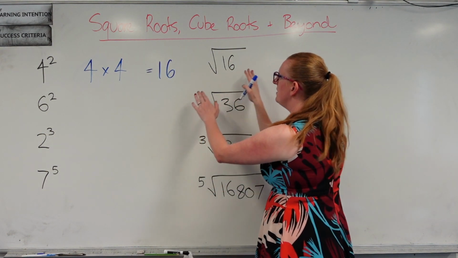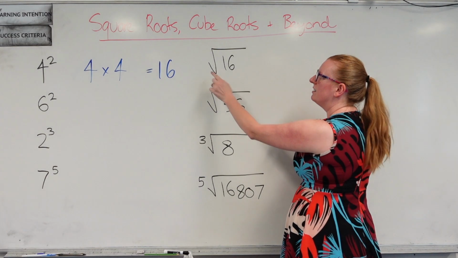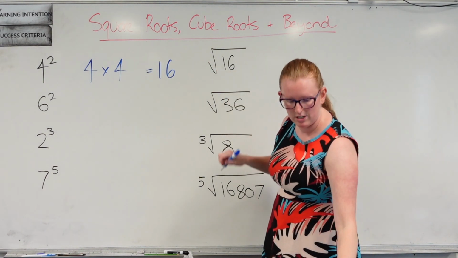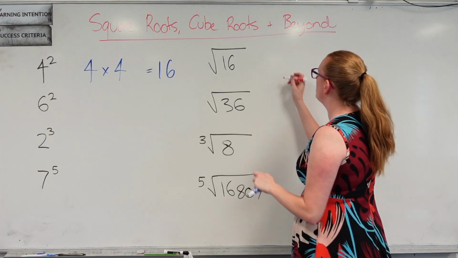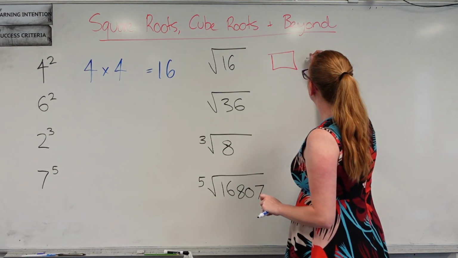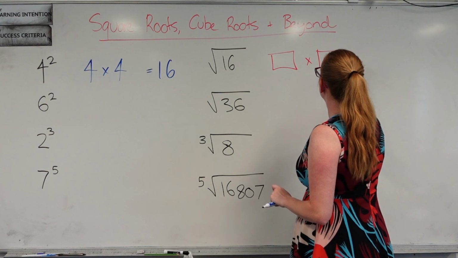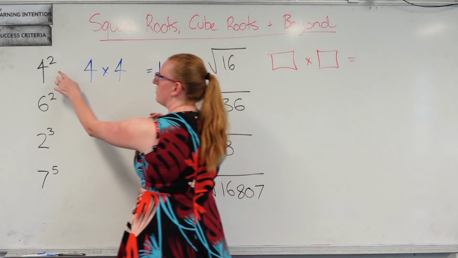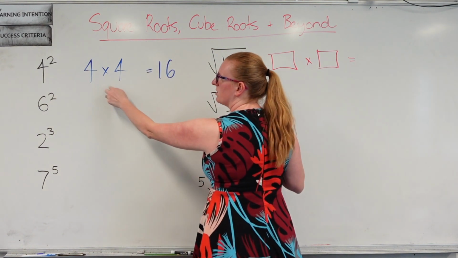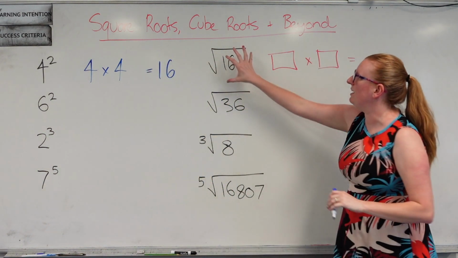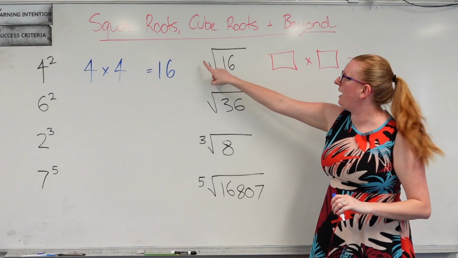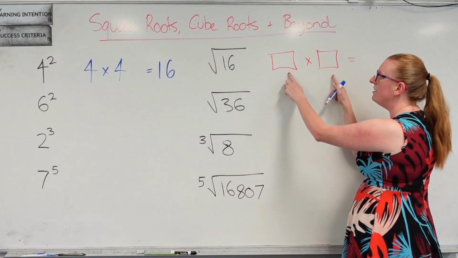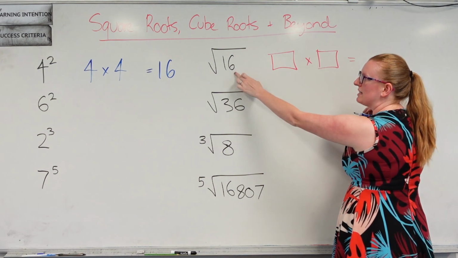Now if I were given this question here, I've got the square root of 16. What this question is asking me is I need to find out what number times itself gives you 16. Alright, so here we're going 4 squared gives us 4 times 4 equals 16, whereas here I've got the 16 and I'm trying to do the exact opposite. So I need to figure out what number times by itself equals 16.